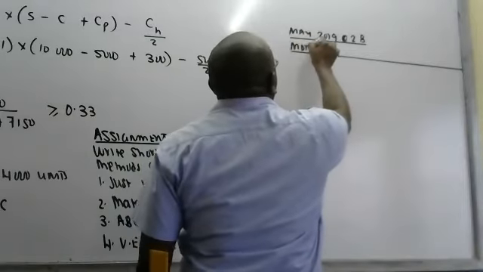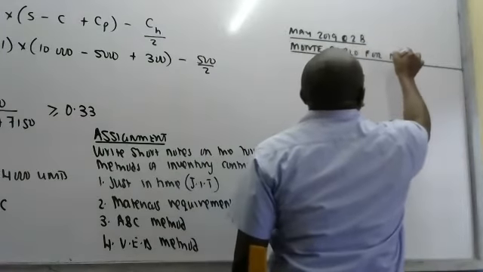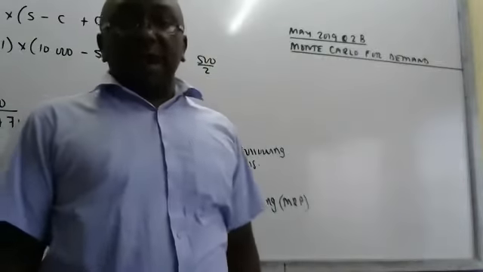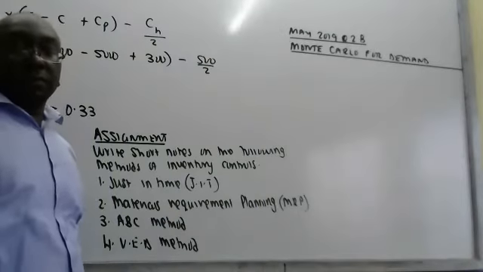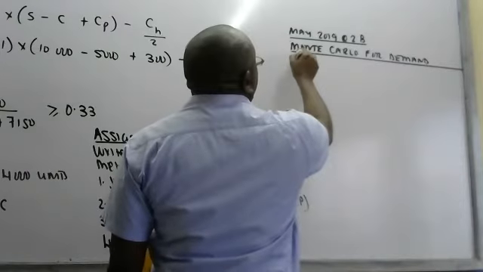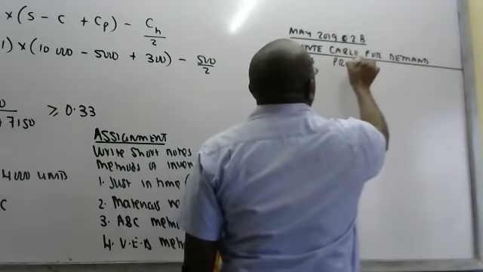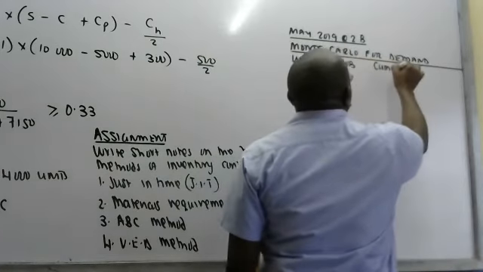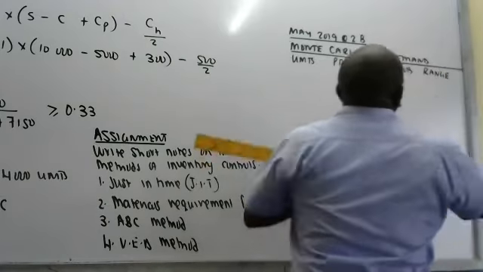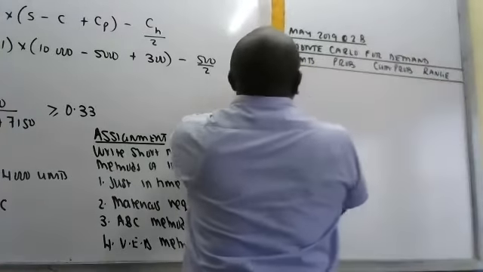So Monte Carlo for demand. We have units. We have probability. We have cumulative probability. And we have the range.